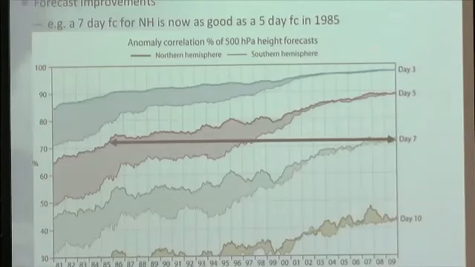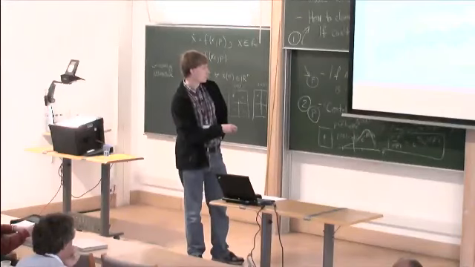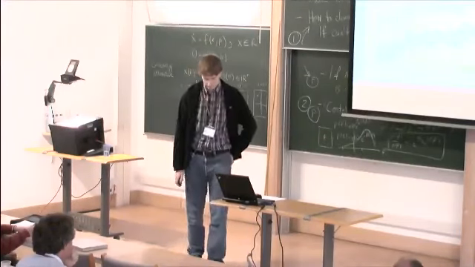There's a steady improvement in skill in all curves, which is more pronounced in the southern hemisphere, which was able to catch up with the northern hemisphere due to the more and more use of satellite data, which improves the initial state in the southern hemisphere. And you can summarize this by looking at this: a day 7 forecast in 2009 was as good as a day 5 forecast 15 years earlier.